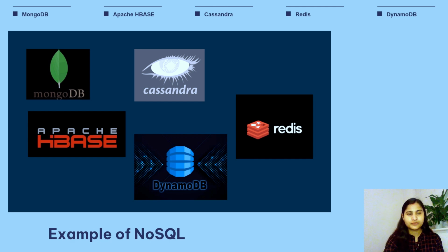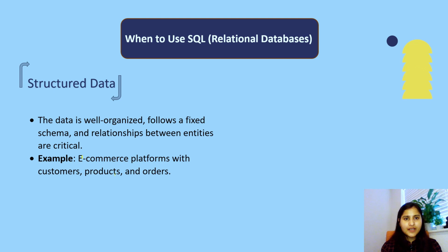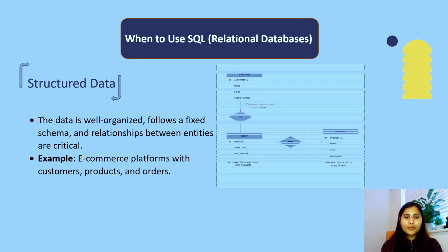Now let's discuss when to use SQL. When you have structured data that is well organized, follows a fixed schema, and relationships between them are crucial. Example: e-commerce platforms with customer, products, and order schemas, in which you can see each schema has a relationship between them.